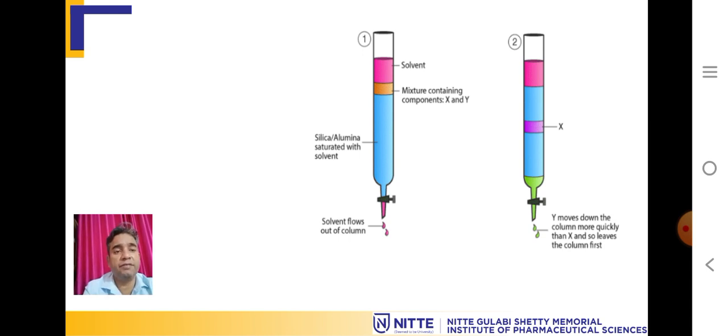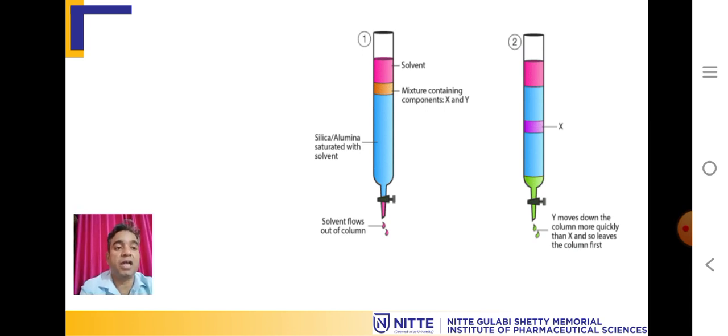See the phenomenon of separation here. If you have to understand it, you have to look at how the compounds travel. The compounds X and Y are traveling at different speeds in the stationary phase. When they travel at different speeds in the stationary phase, they also travel at different speeds in the mobile phase, right? Because there is an equilibrium between the stationary phase and the mobile phase.